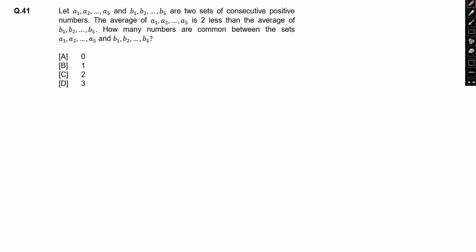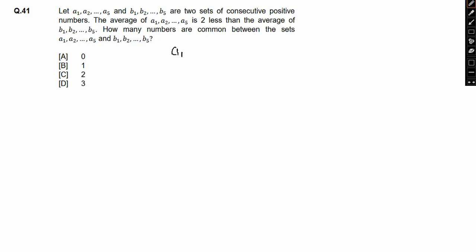Let A1, A2 dot dot dot A5 and B1, B2 dot dot dot B5 be two sets of consecutive positive numbers. The average of A1, A2 dot dot dot A5 is 2 less than the average of B1, B2 dot dot dot B5. How many numbers are common between the sets A1, A2 dot dot dot A5 and B1, B2 dot dot dot B5? Okay, so we have two sets particularly.